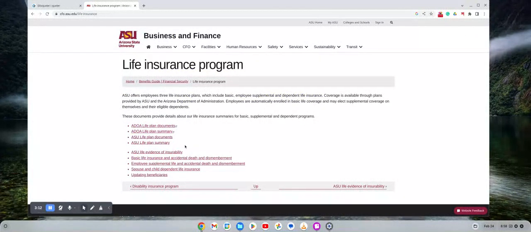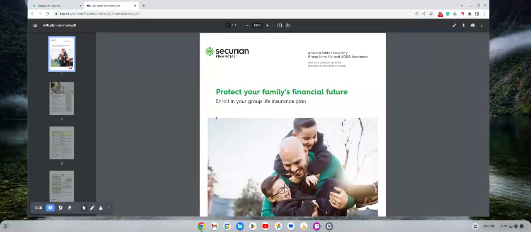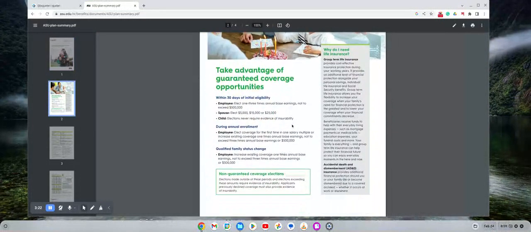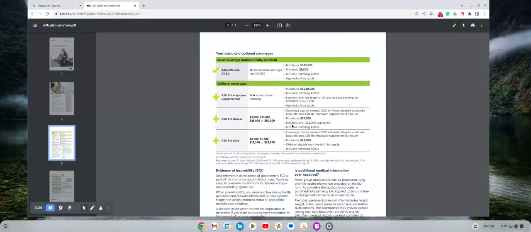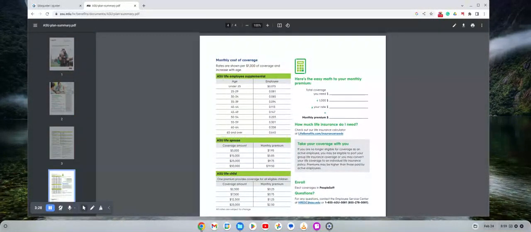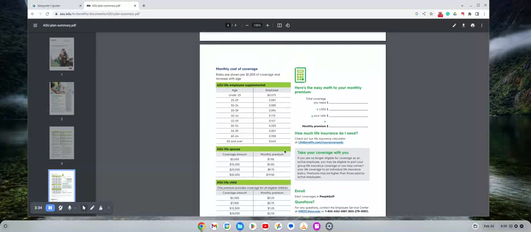And I just went to the plan summary. And the plan summary, it's not always this easy, but this is a really good one. It gives you the rate schedule right here, the monthly factor per $1,000. All right, so that's essentially a copy and paste situation.